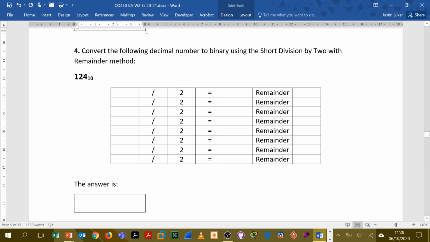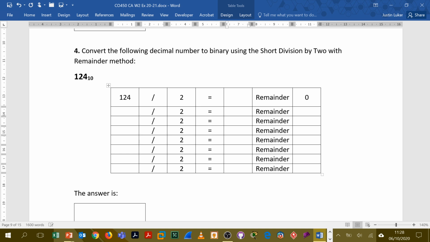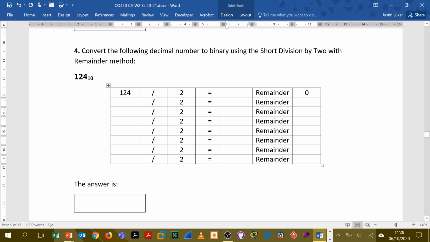So last one, let's just do this one. So 124 divided by 2. So again, it's an even number, so 0. So 124 divided by 2 is 62. So 62 divided by 2, 31. No remainder on that one. So now we're going to have an odd number, so that's going to give us a 1.